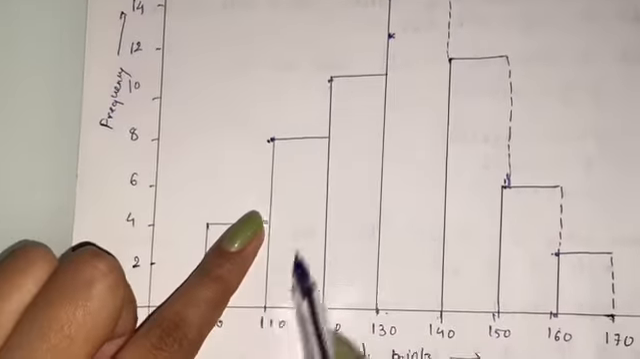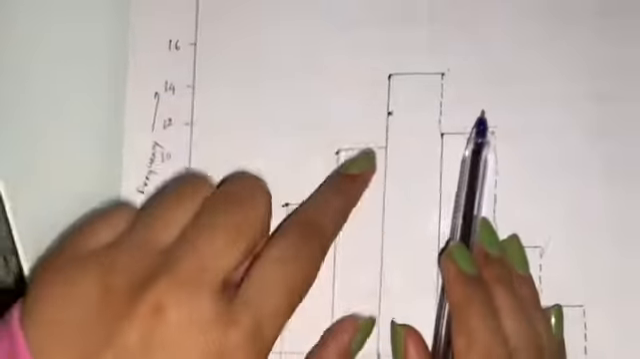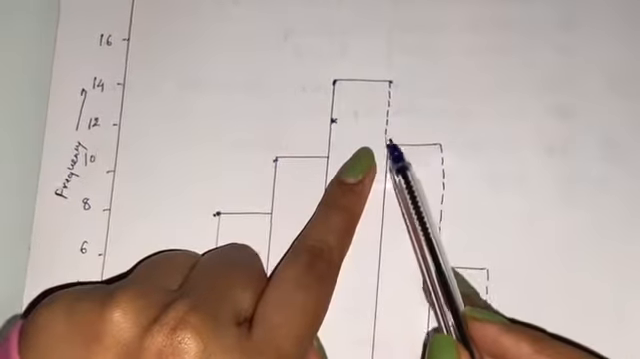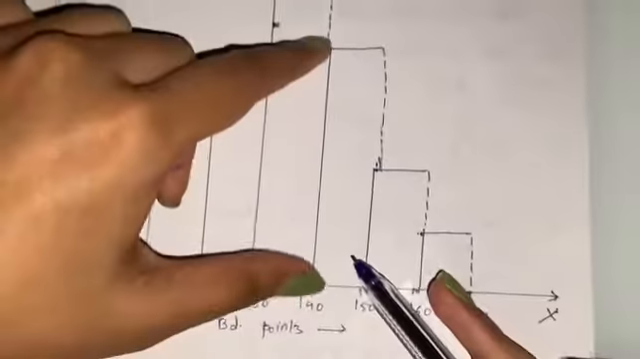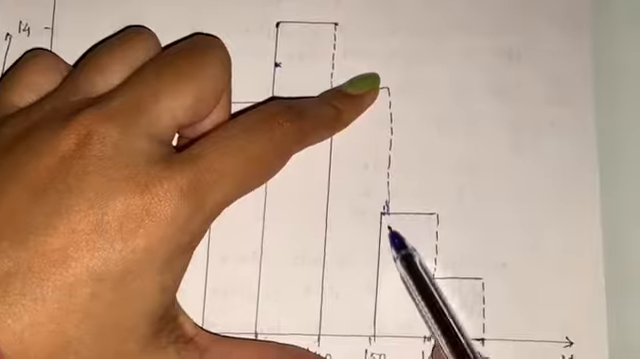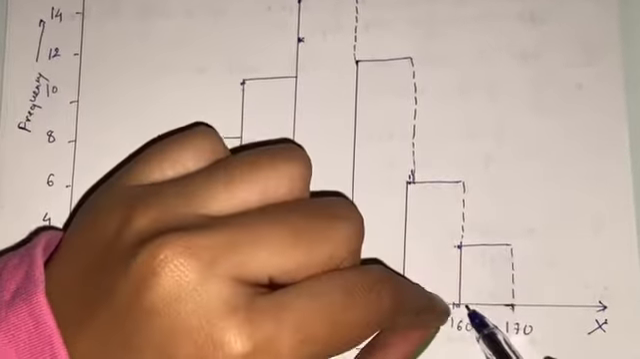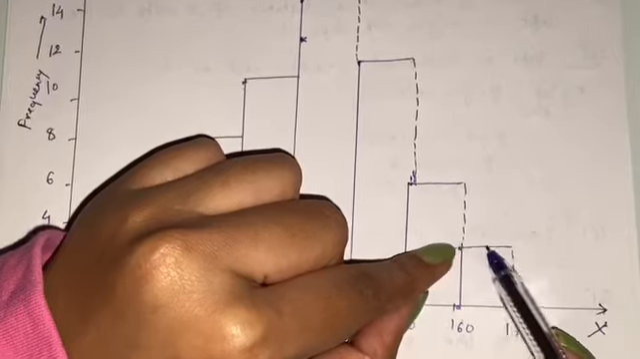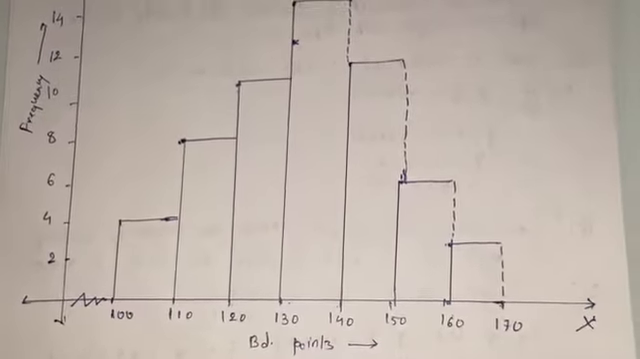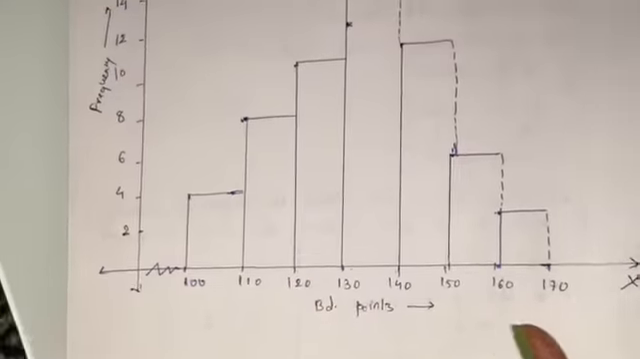Come here, this will be drawn here, left to right, left to right, left to right. Now this has gone up, so here you have to come down with the dotted line. Again draw this left to right. Again you have to come down, draw this left to right, draw with the dotted line. Again you have to join this and then left to right, so it will end at 170. So this is the histogram.